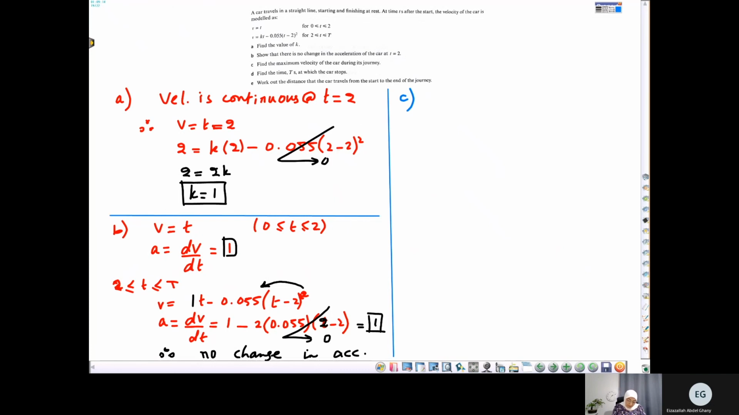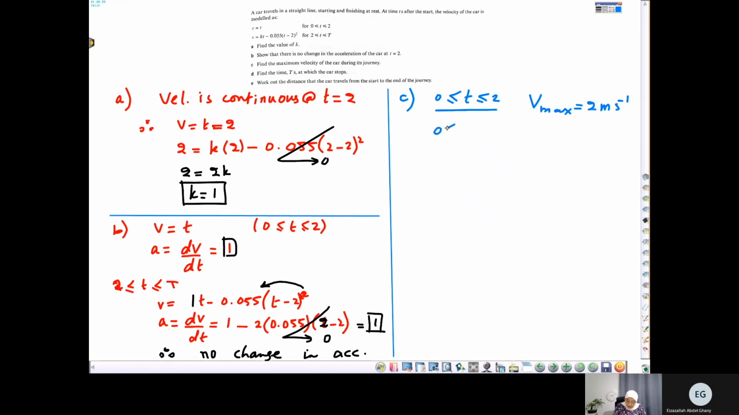Part C. Find the maximum velocity of the car during the journey. The word maximum, it means first derivative, remember? Maximum, minimum, turning point, critical point, all these expressions at stationary point mean the first derivative equals 0. So in this case, first of all, we'll speak about the first stage from 0 to 2. The first stage, this one, maximum velocity, it's 2 meters per second.